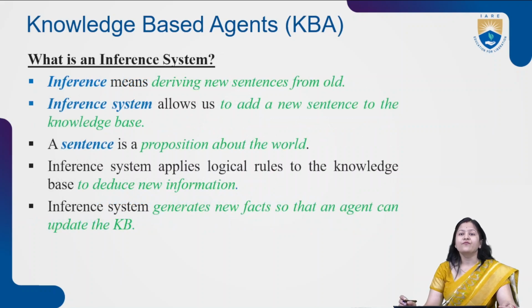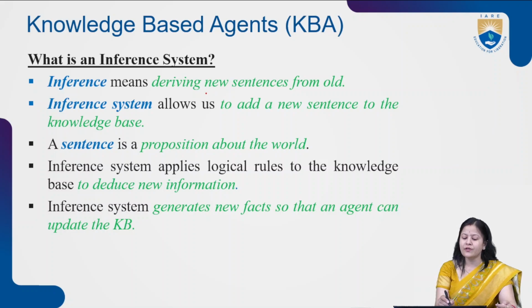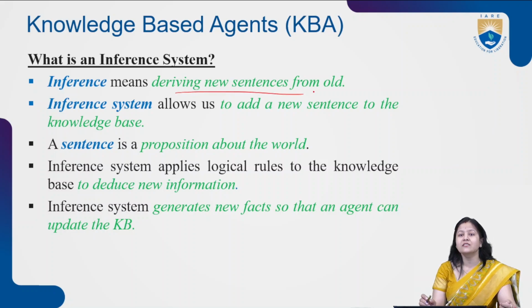Now, what is an inference system? From the name we can understand. It is a system which is used to derive the conclusion, or to derive new sentences from the existing sentences or existing knowledge. So the inference system allows us to add new sentences to the knowledge base. It can derive the conclusion. It helps to take the decision. It also helps to add new knowledge, or new sentences, to the knowledge base.